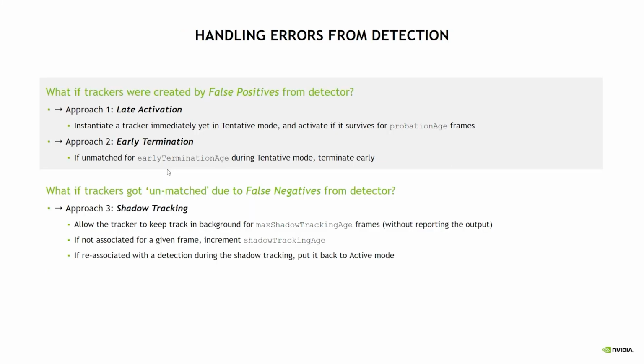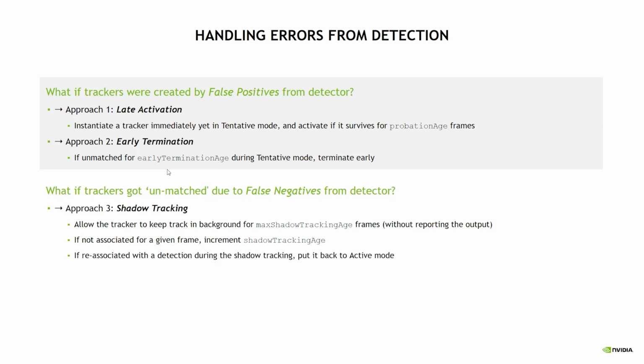To handle the errors from the detector, we employ several approaches. To handle the false positives from the detector, the first approach we use is called late activation. Whenever a newly detected object is provided, a new target tracker is immediately instantiated, but in tentative mode, and activated only if it survives for a number of frames, which is configured by probation age. Essentially, every new detection undergoes a validation period to see if it is consistently detected over time.